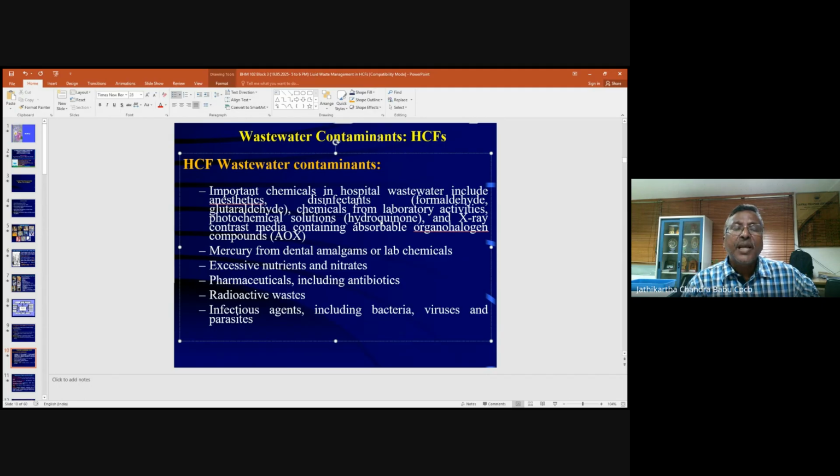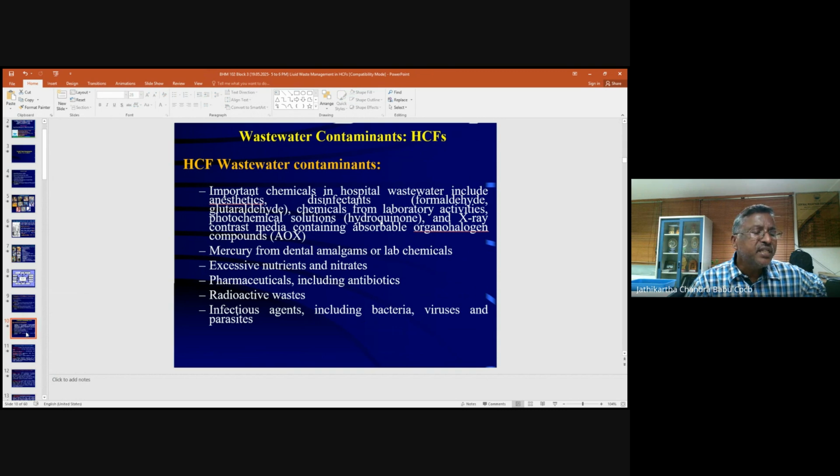These are the types of contaminants that you can expect from the liquid waste generated from the hospitals. The important chemicals in hospital wastewater include anesthetics, disinfectants, formaldehyde, glutaraldehyde, chemicals from laboratory activities, photochemical solutions, and X-ray contrast media containing obsolete organohalogen compounds, mercury from dental amalgams or lab chemicals, excessive nutrients, pharmaceuticals including antibiotics, radioactive waste from radiological departments, and infectious agents including bacteria, viruses, and parasites.